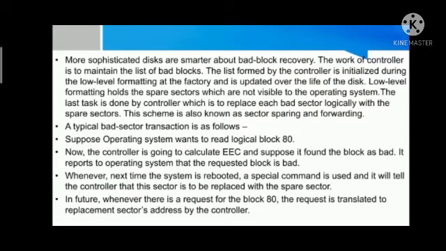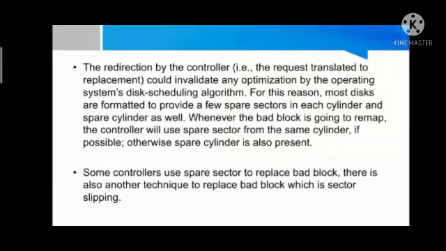In future, whenever there is a request for block 80, the request is translated to the replacement sector's address by the controller. The redirection by the controller could invalidate any optimization by the operating system's disk scheduling algorithm. For this reason, most disks are formatted to provide a few spare sectors in each cylinder and a spare cylinder as well. Whenever a bad block is remapped, the controller will use a spare sector from the same cylinder if possible. Otherwise, the spare cylinder is used.